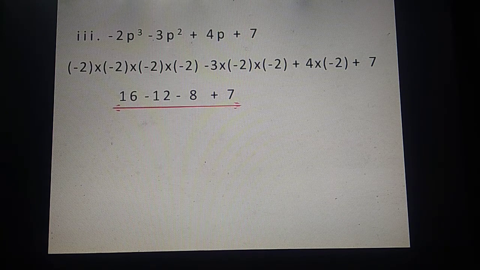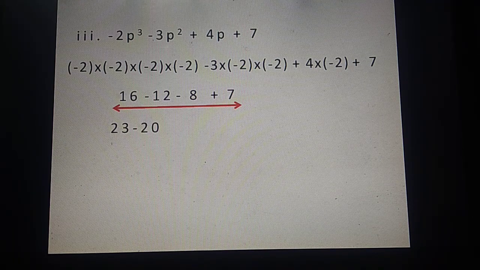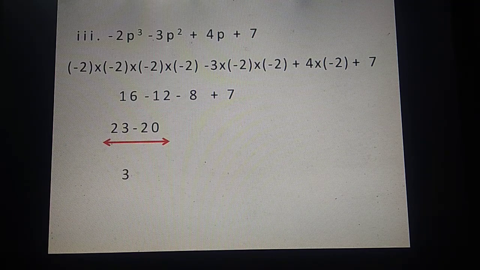Now there are 4 terms. In these 4 terms, 2 are positive, 2 are negative. So first you will add the values with the same sign. 16 is positive and 7 is positive. You will add them, you will get 23. Now the next 2 terms which are in the middle, both are negative, same sign, add them too. You will get minus 20. The answer will have the same sign. Now 23 minus 20 will give you 3. So your final answer is 3.